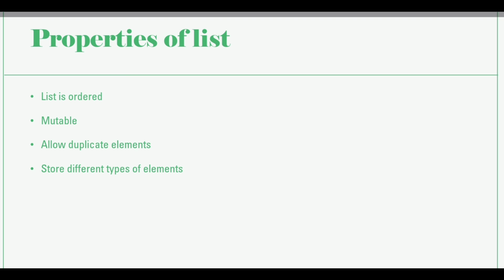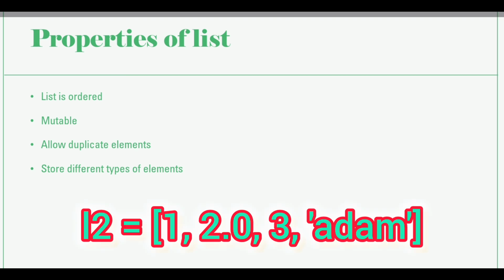Next, lists allow duplicate elements. Next, you can store elements of different types in a list. For example, L2 = [1, 2.0, 3, "Adam"]. 1 is an integer, 2.0 is a float, and Adam is of string type.